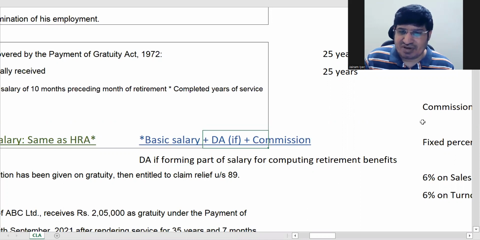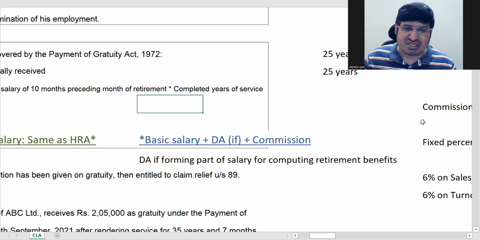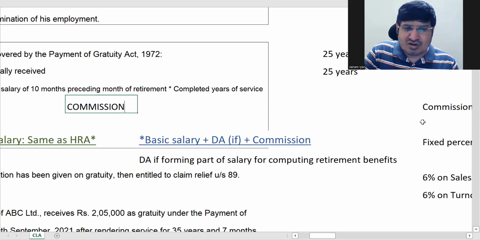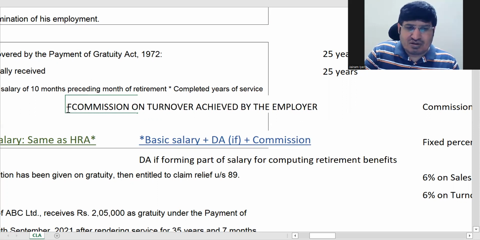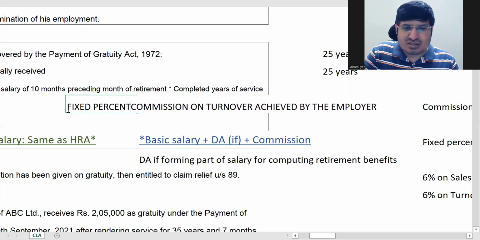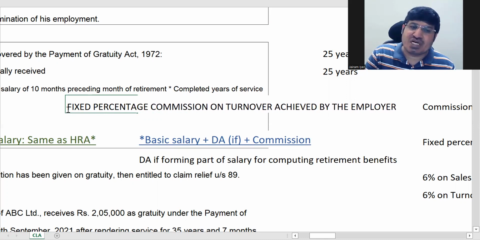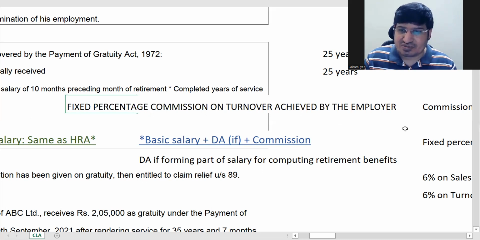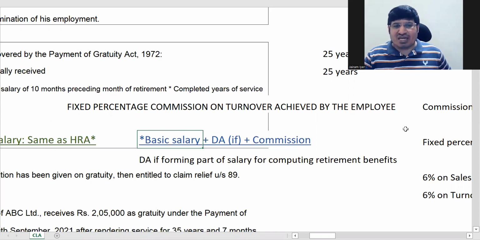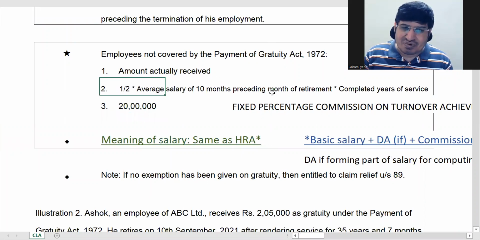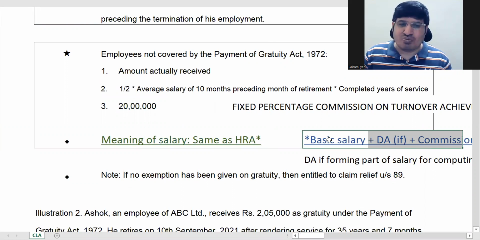So DA if and then this commission here. This commission means commission on turnover achieved by the employee, the worker. It is a fixed percentage commission, not a fixed commission. Okay, 8%, 5% like that. So that is this commission. These three things form part of salary in computing. So this average salary, whatever you will compute, you have to take average salary on this basis. We will do problems and then it will be clear.